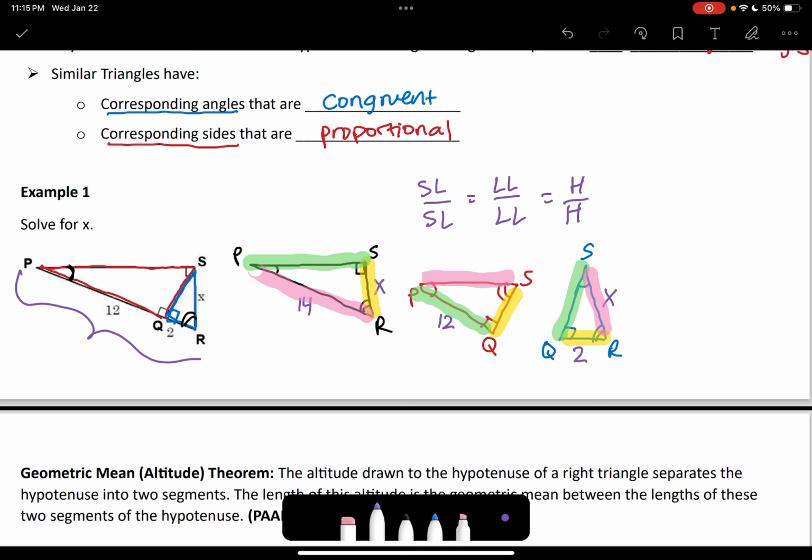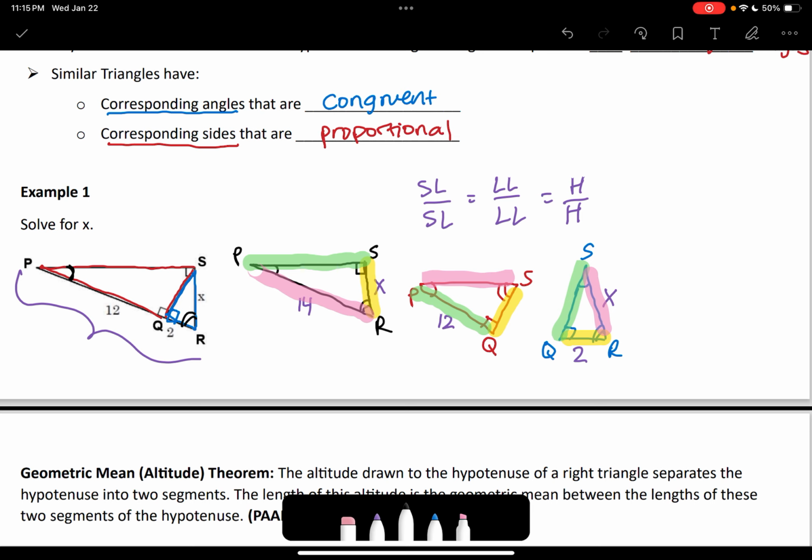The only triangle that I don't know 2 sides of is the one in the middle, the red one. So this is suggesting that we have to use the first triangle, the one in black, PSR, and the last triangle in blue, QRS. We have to use those 2 triangles to set up our proportion.